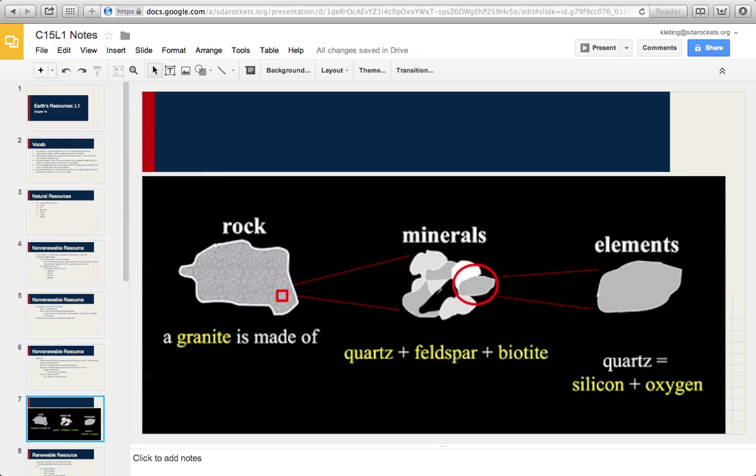So here's the relationship between rocks, minerals, and elements. A rock, right here, is made up of granite, right? That granite is made up of these minerals. So quartz, feldspar, and biotite are all minerals. And those minerals are then made up of elements. So rocks are made up of minerals, minerals are made up of elements. In this example, quartz is made up of silicon and oxygen.